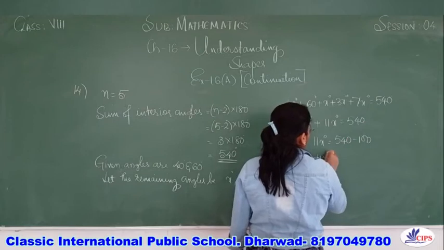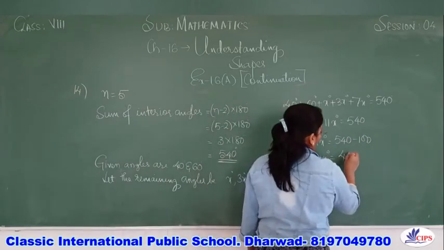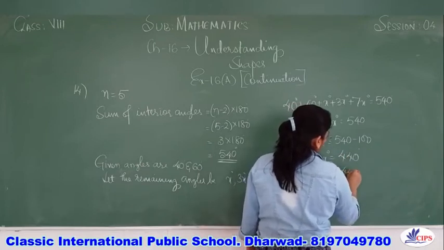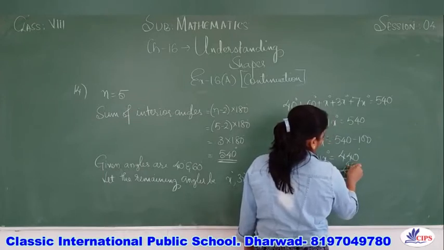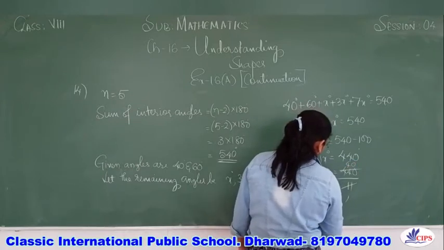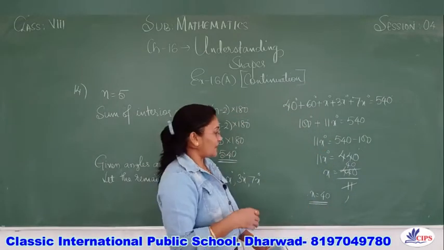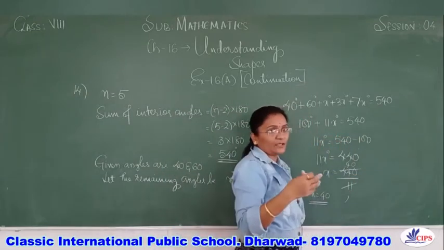So 11x degrees equals, what is 540 minus 100? 540 minus 100 will be 440. So x value will be 440 divided by 11. So 11 ones are 11, 11 fours are 44, and 0. So our x value is 40. As they have asked us to find the biggest angle, we have to find all the remaining angles, and in that, whichever is the biggest we will write it.